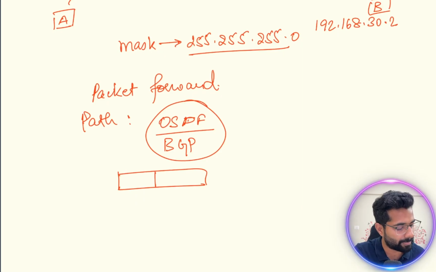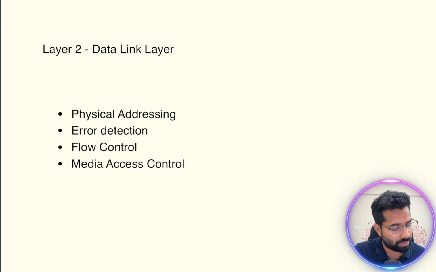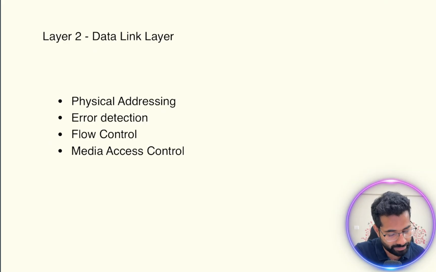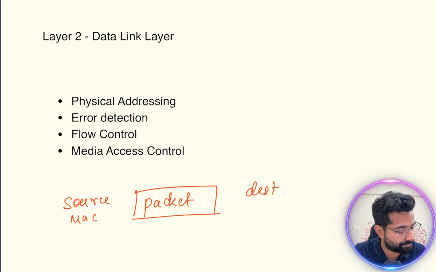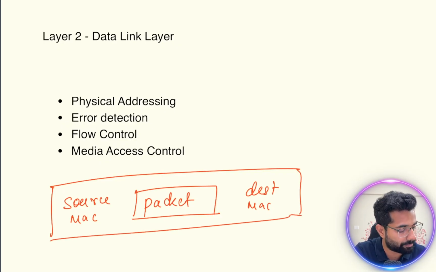Okay, now coming to the data link layer. In the data link layer, once your packet arrives from the network layer, we will be appending the source MAC address and the destination MAC address. Along with these MAC addresses, it now becomes your frame.